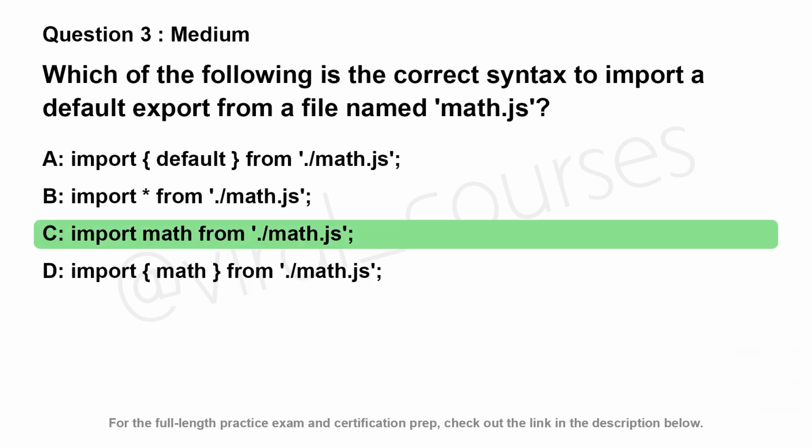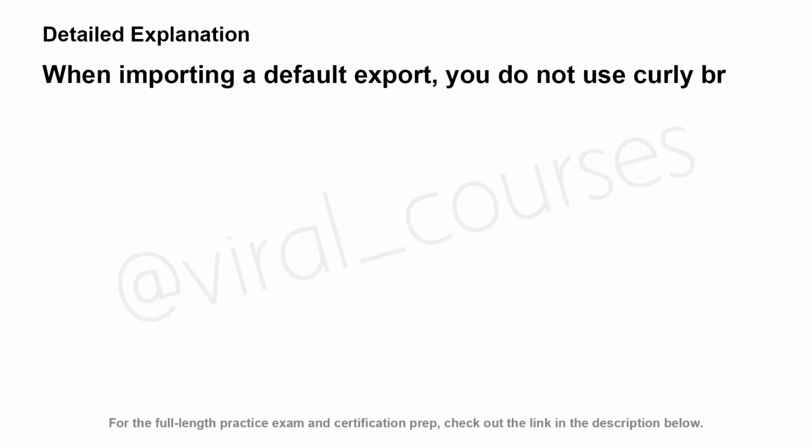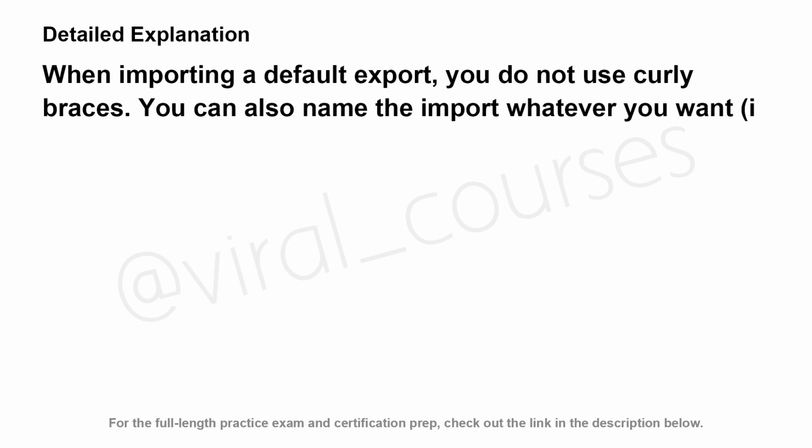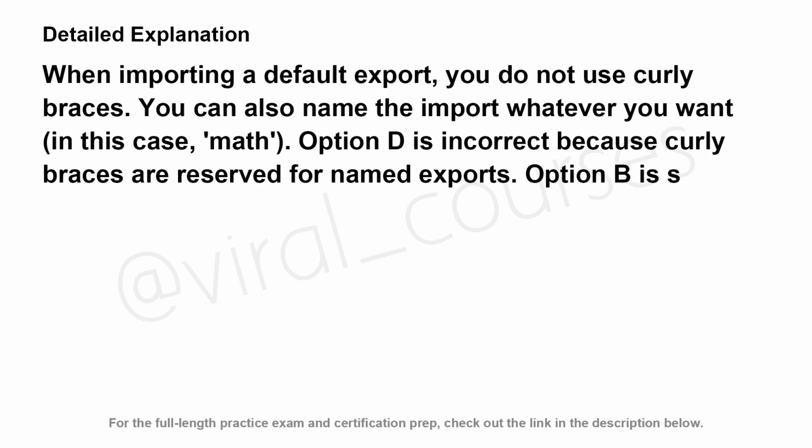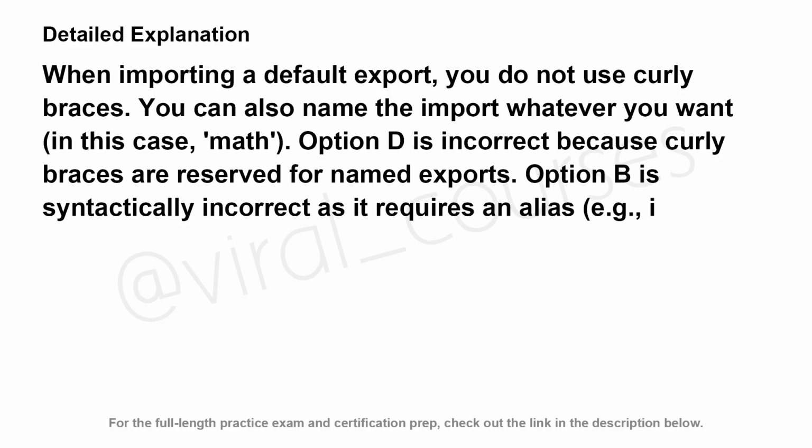The correct answer is C. When importing a default export, you do not use curly braces. You can also name the import whatever you want. In this case, math. Option D is incorrect because curly braces are reserved for named exports. Option B is syntactically incorrect as it requires an alias, e.g., import asterisk as math from.